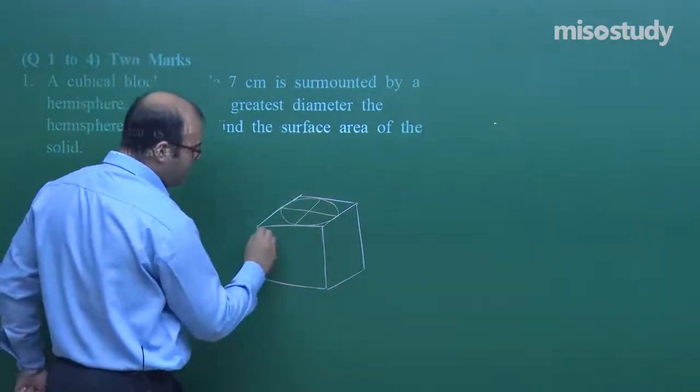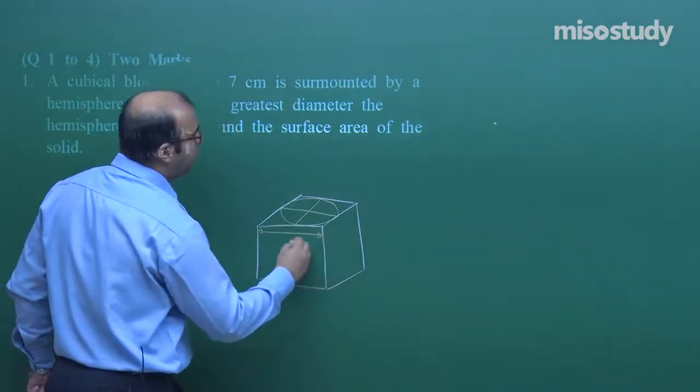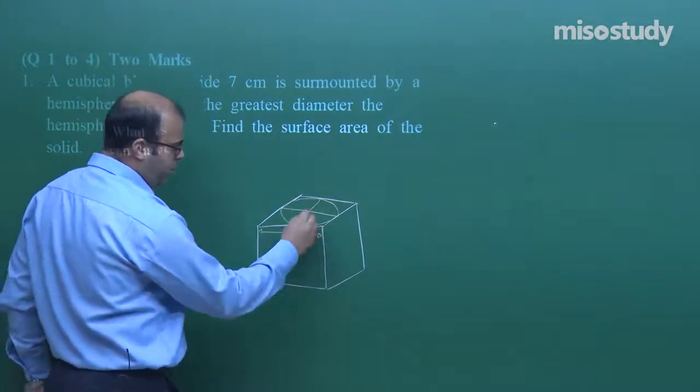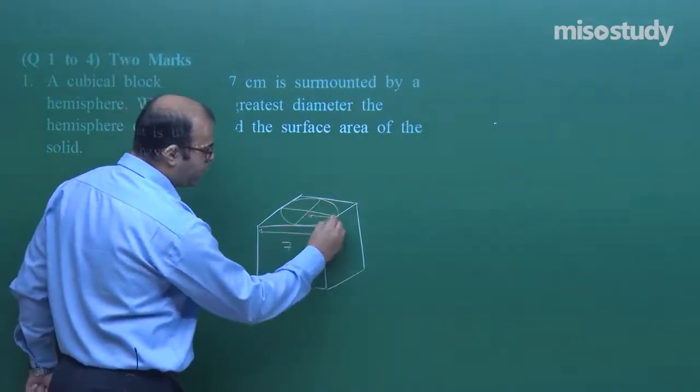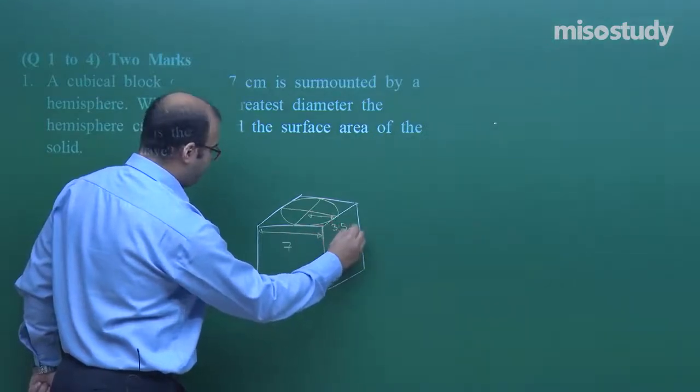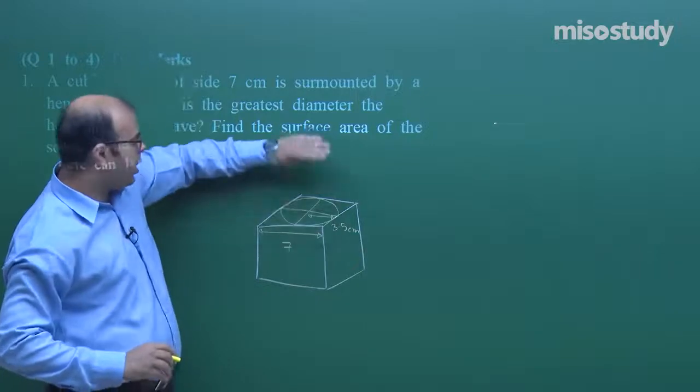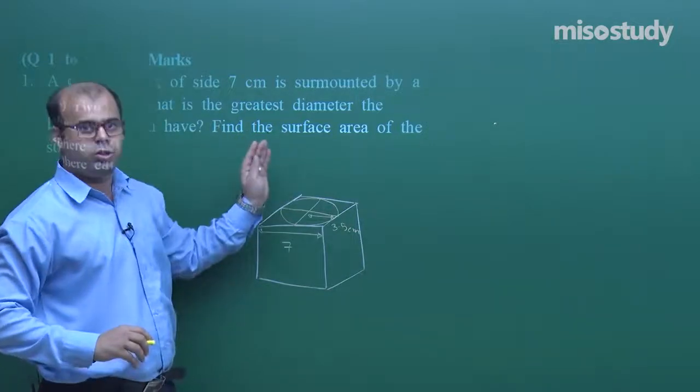This side has dimension 7 centimeter. So this hemisphere will have radius equal to 3.5 centimeter, that is half of 7 centimeter, and over this we can surmount a hemisphere of the maximum dimension.